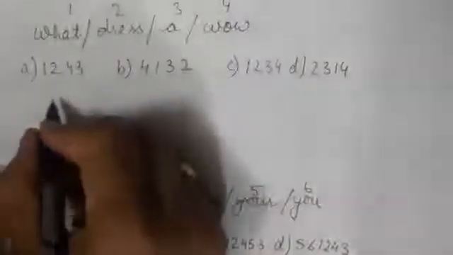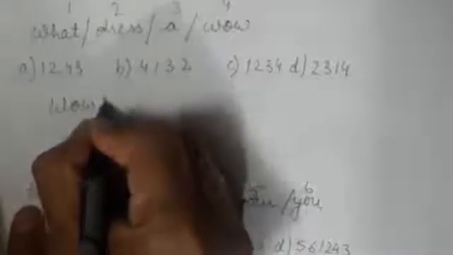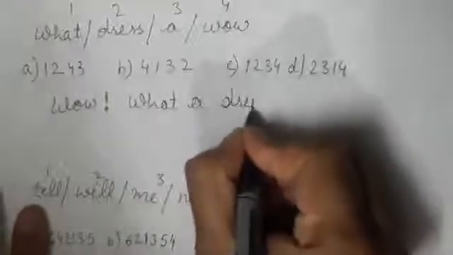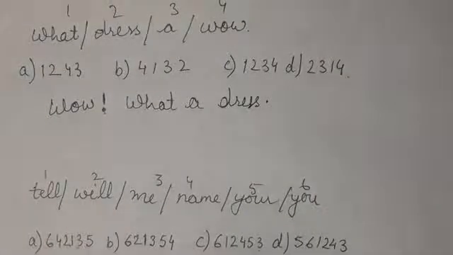Now the next one: what, dress, a, wow. What a dress, wow. It is an exclamatory sentence. Sorry, not imperative, exclamatory. An exclamation mark will come. Wow, what a dress! So this is the sentence for it.